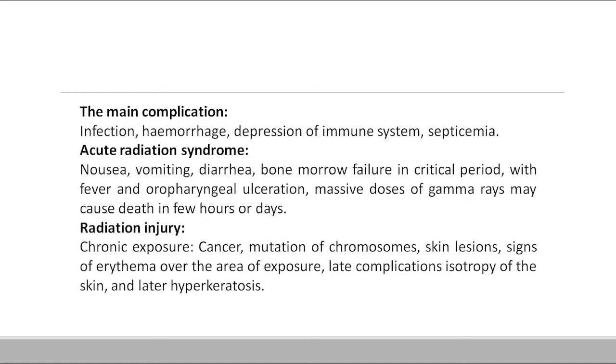The main complications: infection, hemorrhage, depression of immune system, septicemia, acute radiation syndrome, nausea, vomiting, diarrhea, bone marrow failure in critical period with fever, oropharyngeal correlation. Massive doses of gamma rays may cause death in few hours or days. Radiation injury, chronic exposure: cancer, mutation of chromosomes, skin lesions, signs of erythema over the aerial exposure, late complications, atrophy of the skin, and later hyperkeratosis.